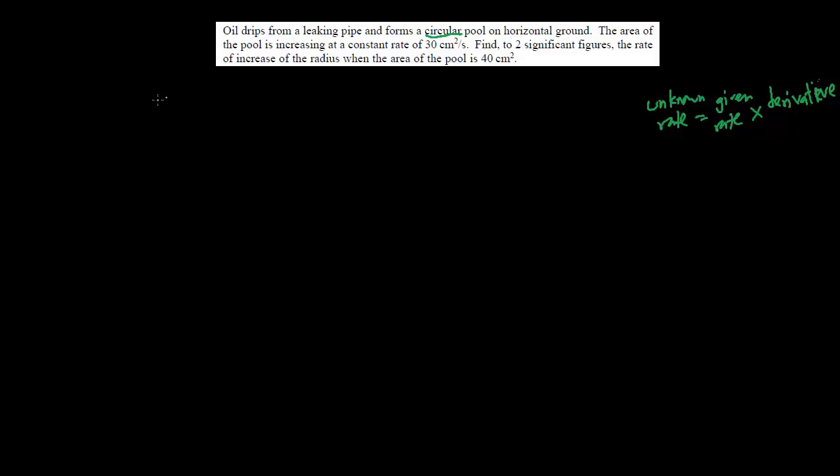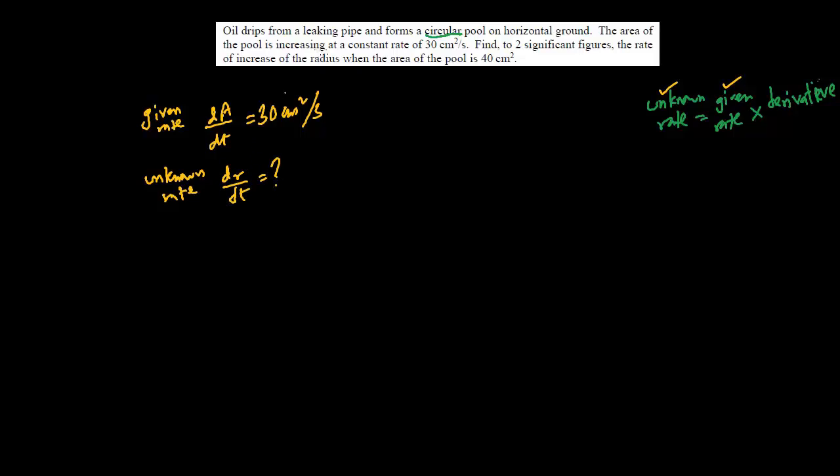We can write the given rate dA by dt equals 30 centimeters square per second. So this is the given rate. Now find, to two significant figures, the rate of increase of the radius. So that's the unknown rate. The unknown rate is dr by dt. This is something we need to find. Now we know what rate is given and what rate we have to find.